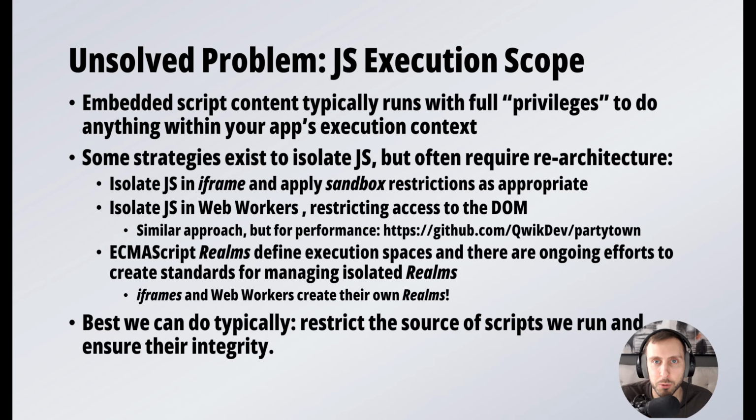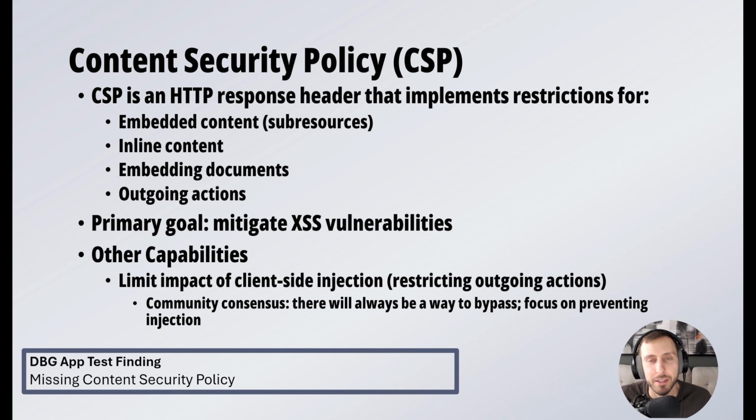But there's no way to, let's say, load an external script and say, okay, I only want you to have these capabilities, access to these APIs. There's no real effective and often practical way to do that. So the best that we can usually do is restrict the source of scripts we run and also ensure their integrity. Now, we looked at integrity already. Now we're going to talk about a mechanism to restrict their source.